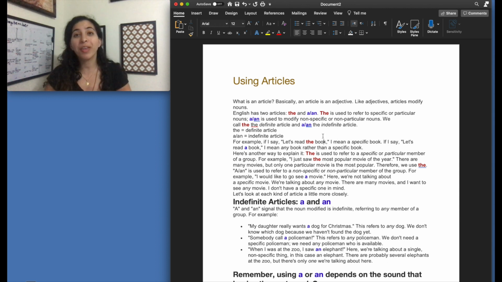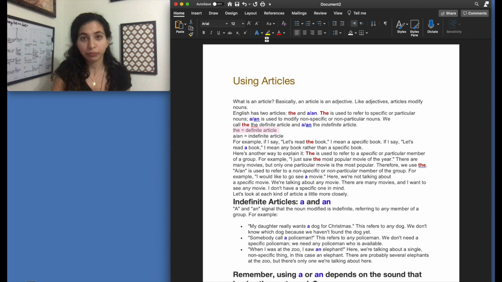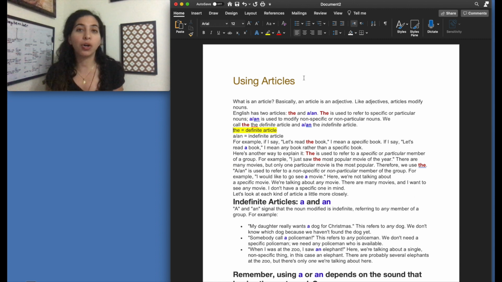For this reason, we call the a definite article. The is called a definite article because it's definite. We know exactly what we are talking about. A or an is an indefinite article. It's not very clear which noun it is that we're referring to. So indefinite, not definite.